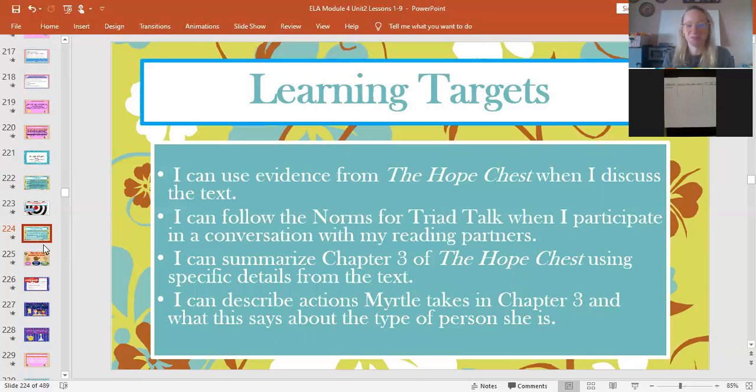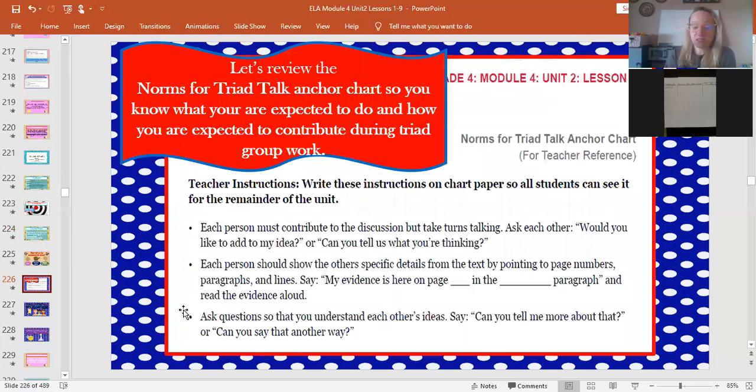I like Myrtle. Myrtle seems to be a bit of a spitfire. She's going to be a lot of fun. So this is something that you would see if we were together having conversations in the classroom. So it's important that you at least know the kinds of routines that your 5th grade teacher is going to do with you there in class when you're working in triads.